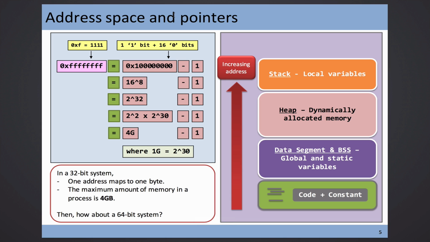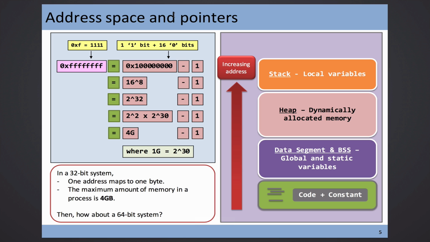Let me give you something easier to swallow. Let's say in a 32-bit system, what is addressing? The addressing is we have 32 bits, and the 32 bits addressing means the biggest address that we can support is 8F.